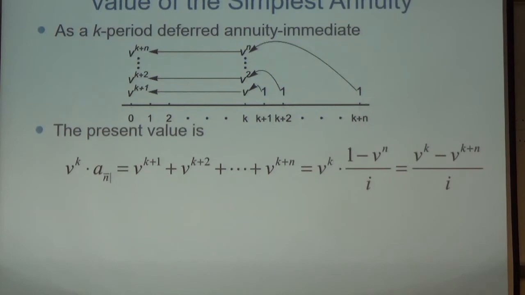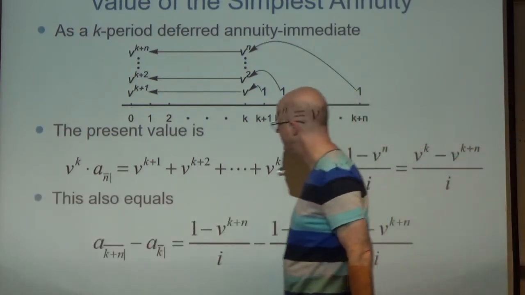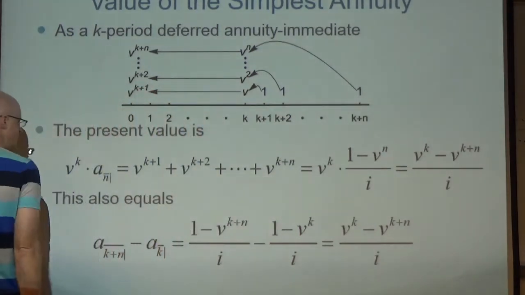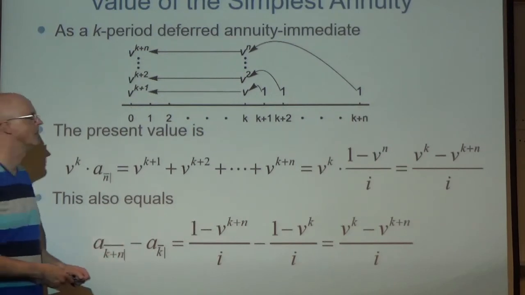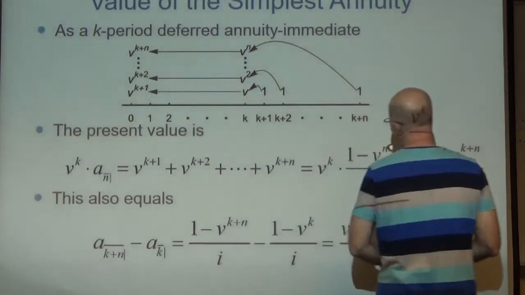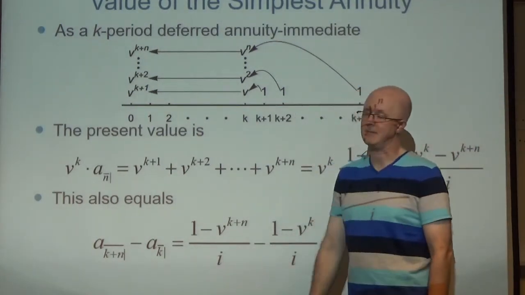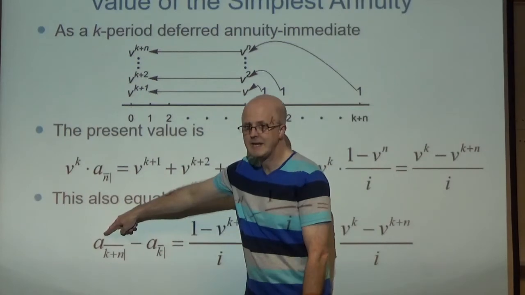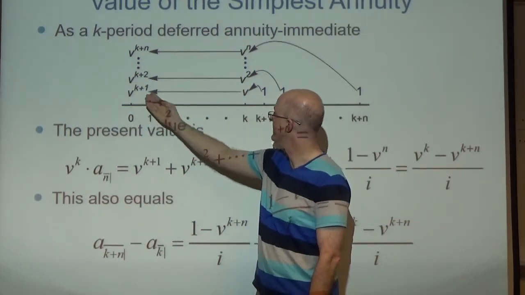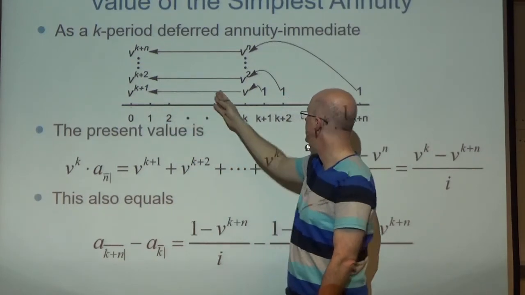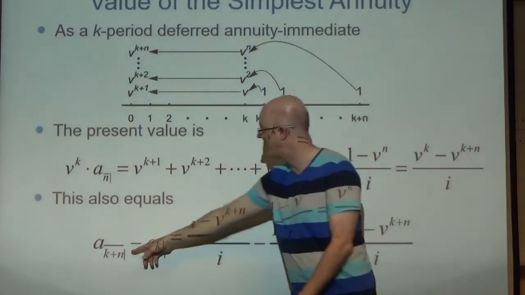There's another way to think about it that's kind of cool. You can also think of it as the difference of two annuities immediate present values: A sub K plus n minus A sub K. A sub K plus n would represent getting K plus n payments. And if we're evaluating at time 0, thinking of it as an annuity immediate, we'd start the payments at time 1. So we have a payment of 1 at time 1, 2, 3, etc., K plus 1, K plus 2, and etc., up to K plus n. We'd have K plus n payments.